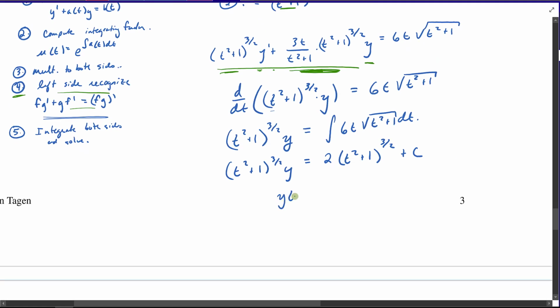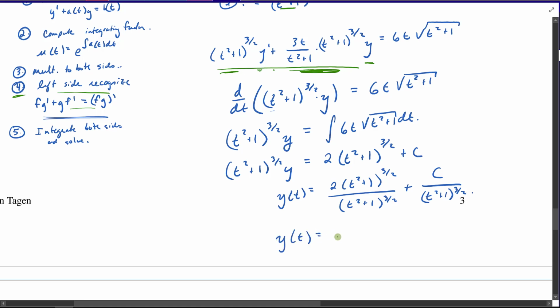And so we get that y of t at last is equal to 2 times the quantity (t squared plus 1) to the 3 halves, divided by (t squared plus 1) to the 3 halves, plus c over (t squared plus 1) to the 3 halves, and we can clean that up. We get y of t is equal to just 2 plus c over (t squared plus 1) to the 3 halves power, and there we've gone ahead and evaluated this using that integrating factor method.